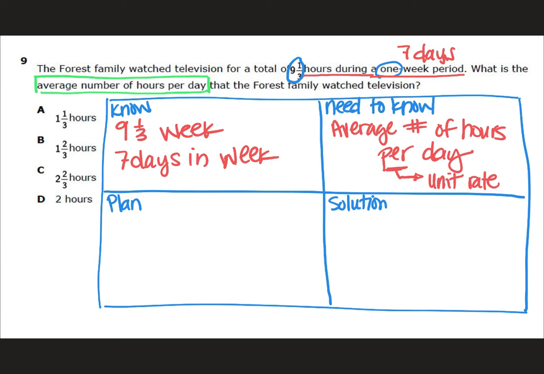In order to do that, I take my 3 and multiply by 9, and then I add my 1 to get a different numerator on top. So 3 times 9 is 27, plus 1 is 28. And I leave my denominator the same. So now this is what I'm going to use. I know that I'm going to divide because I'm looking for my unit rate. So I have 28 over 3 divided by 7.